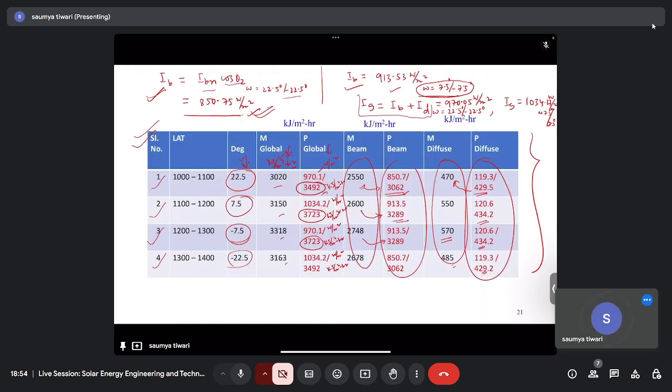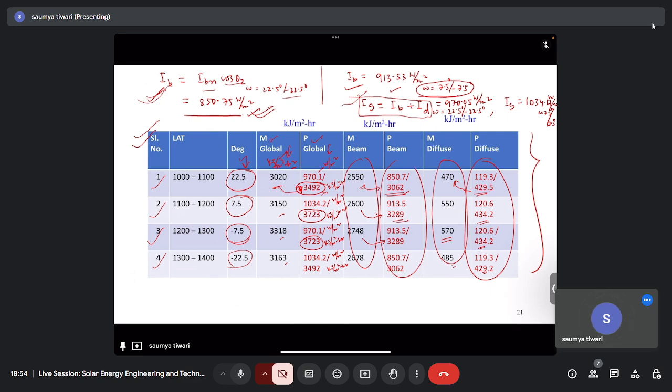So we can calculate the beam, we can calculate the diffuse, and beam plus diffuse is equal to your global. So this table is basically your measured and your predicted values, just to compare what has actually been measured and what is being predicted, whether it's similar or not. We can see that for 10 to 11 hours, these values are over predicted. So from calculation we are getting a value greater than what is actually measured at that location.